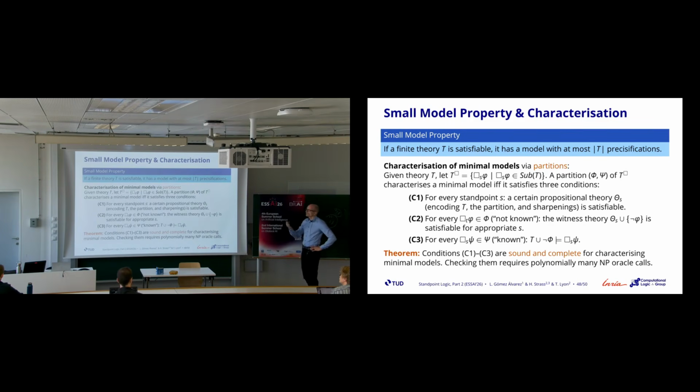You can do this with overall polynomially many NP oracle calls. Right? And this gives you a decision procedure for minimal model existence. You guess a partition representing a potential model, then you do these checks. And if they succeed, you know that this partition represents a minimal model. Right? It can also be explicitly constructed, but typically we don't want to do this because it can blow up.